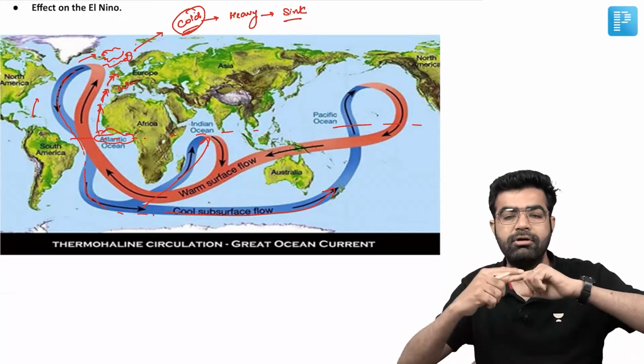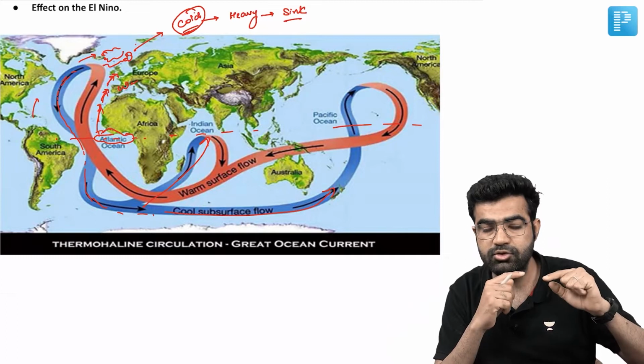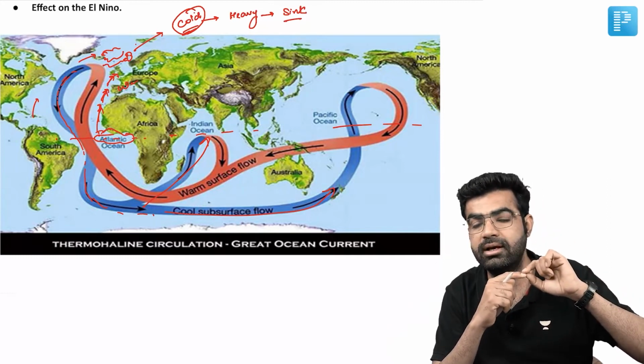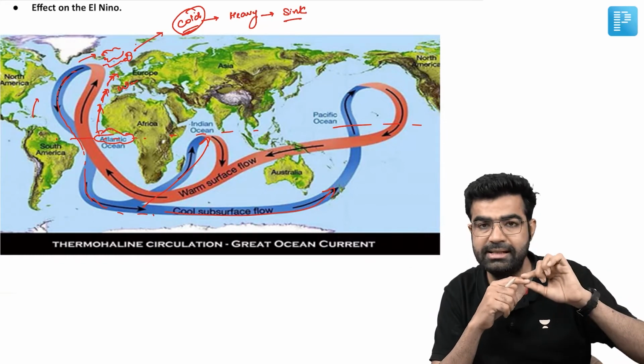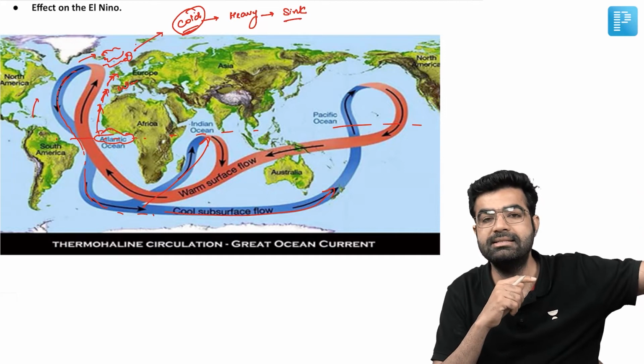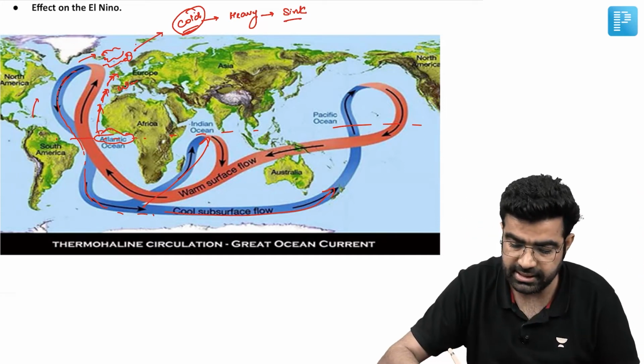So this is a kind of conveyor belt, and now with the help of this conveyor belt you can actually remember the temperature or the heat distribution is occurring, how this heat is traveling towards the northern areas, and how this cold water is again traveling to the southern parts of these areas.